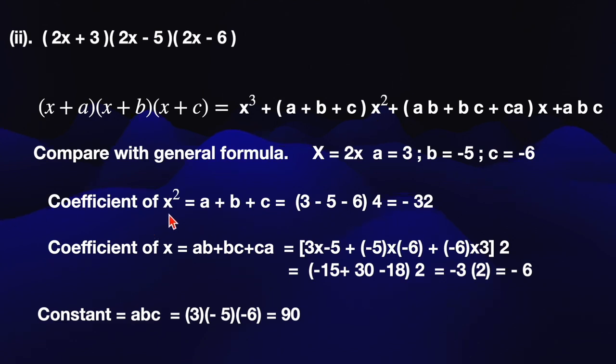So see here, the coefficient of x square is a plus b plus c. So this a plus b plus c multiplied by 4 is equal to minus 32, the coefficient of x square. Similarly here, in place of x, if I put 2x, the coefficient of x will be this whole thing multiplied by 2. So solve it, do AB plus BC plus CA and then multiply it by 2, you will get the answer as minus 6. A into B into C is the constant, multiply 3 into minus 5 into minus 6, you will get the answer.